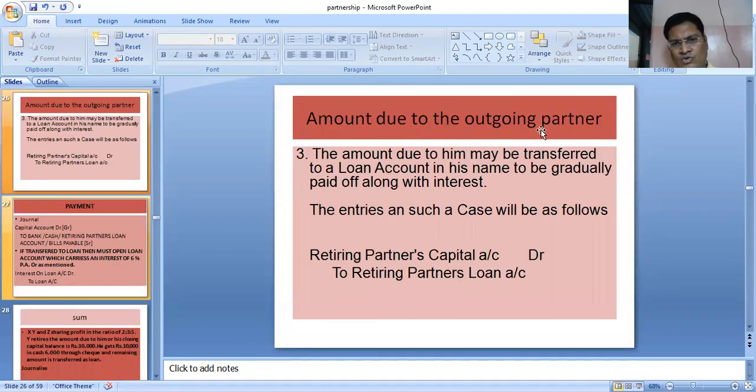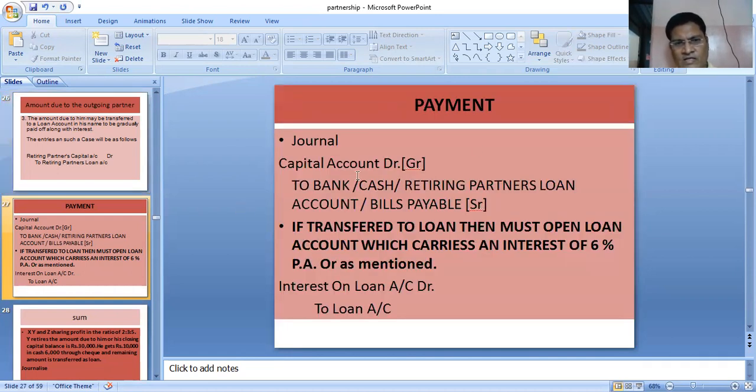Then again, amount due to the outgoing partner may not be given. It may be transferred to his loan account. Then retiring partner's capital account debit to retiring partner's loan account. Now for exact payment, capital account debit to bank, to cash, retiring partner's loan account, bills payable, any way you can say. Even through bills payable also, students, we can make the due entry.